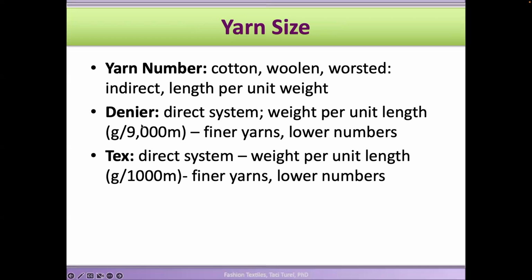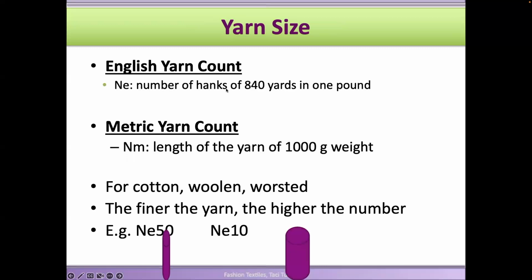The tex system is the same thing, except instead of taking 9,000 meters of yarn, we take 1,000 meters, and it's a direct system. The smaller numbers mean finer yarns. The larger numbers mean coarser yarns.